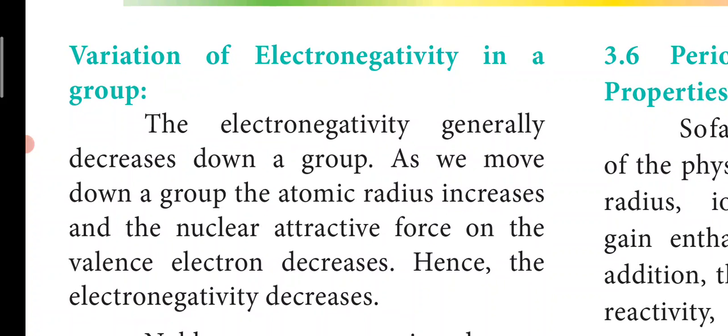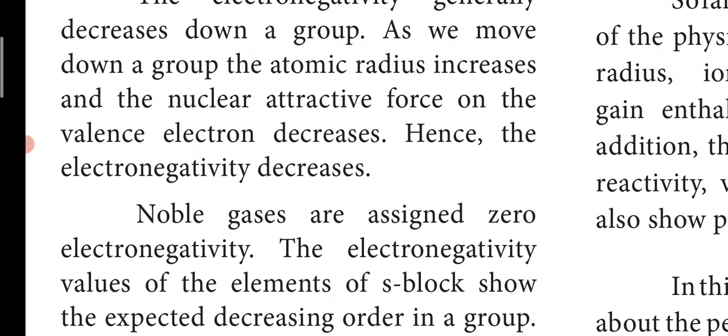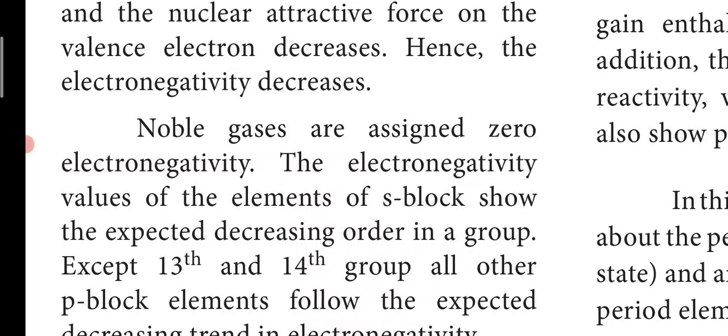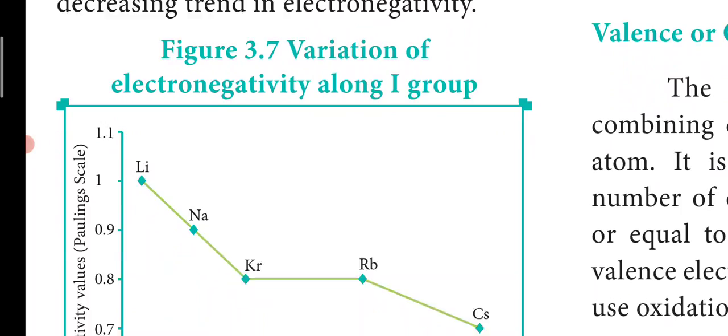So what happens? The electronegativity decreases. So what they are saying is, down the group, atomic radius is increasing and the nuclear attractive force on the outermost electrons is decreasing, and so the electronegativity also decreases. And noble gases are assigned zero electronegativity. Why? Because they have completely filled shells, so they will not share their electrons with other elements, so the electronegativity for noble gases is zero.